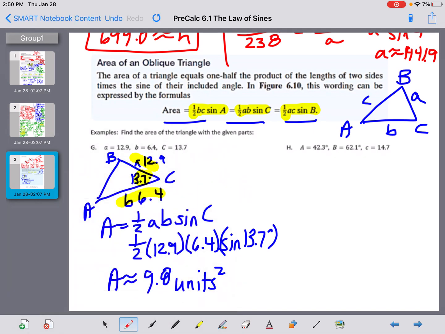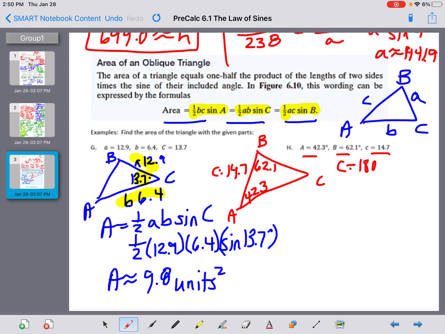So I look at the next one, I have angle A, angle B, and I have side c. Remember, I need 2 sides and an angle to get this formula to work. So I think about the triangle I have. A is 42.3, B is 62.1, little c is 14.7. Okay, so right away I'm going to find angle C. So 180 minus my 42.3 and 62.1. And angle C is going to be 75.6.